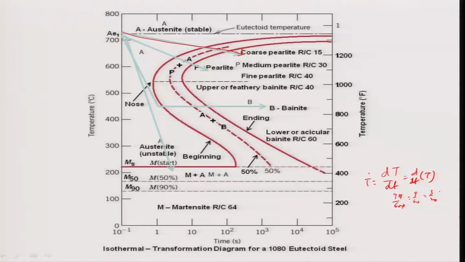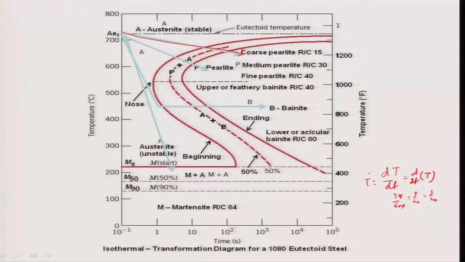If you cool it this slow, the cooling curve will cut the start or beginning of pearlite transformation, and because of this the pearlite transformation will start, and it will keep on going, and it will lead to formation of coarse pearlite as you see here. Coarse pearlite means interlamellar spacing will be very high for the pearlite, and the hardness will be RC 15.